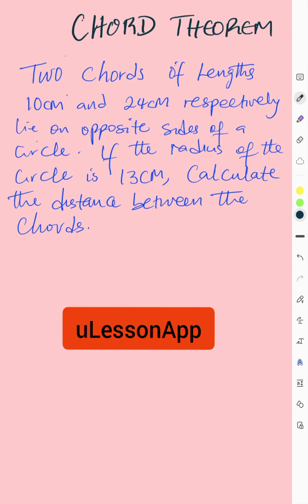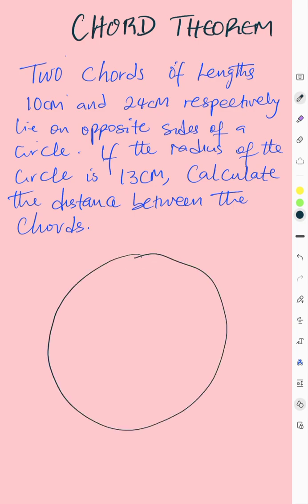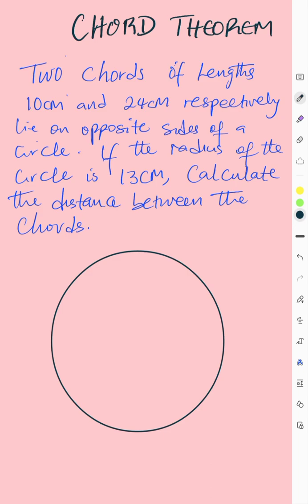So this problem is telling us that two chords of length 10 cm and 24 cm respectively lie on opposite sides of a circle. If the radius of the circle is 13 cm, calculate the distance between the two chords. Now let us draw the circle and insert the chords. This is the circle and these are the chords. This is the first one and this is the second one.